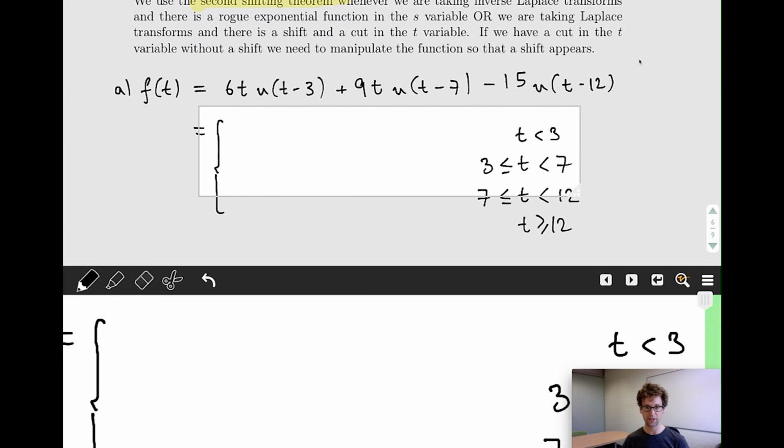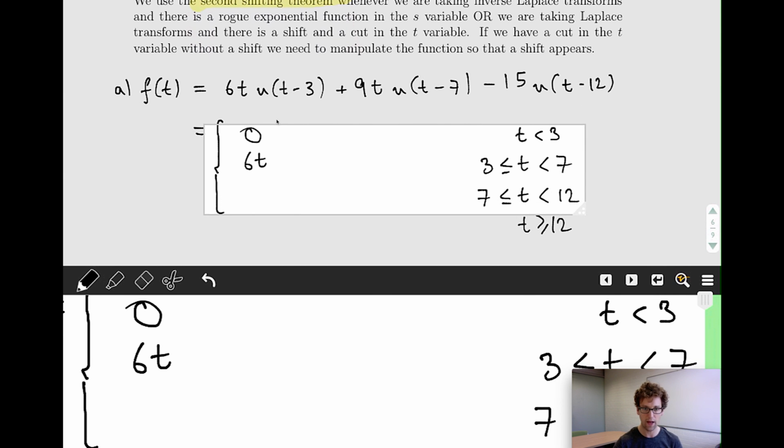So what happens to this function then for each of these different values of t? Well, for t less than 3, you can see that this will be switched off, this will be switched off, and this will be switched off. So I'm going to have a big fat 0. Between 3 and 7, these two still remain switched off, but now I'm finally switching on this one, so I get 6t.